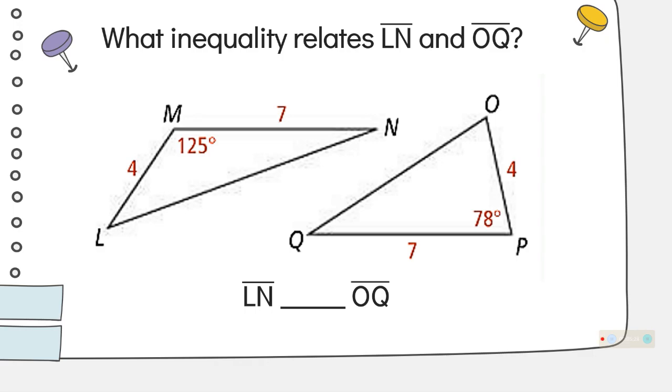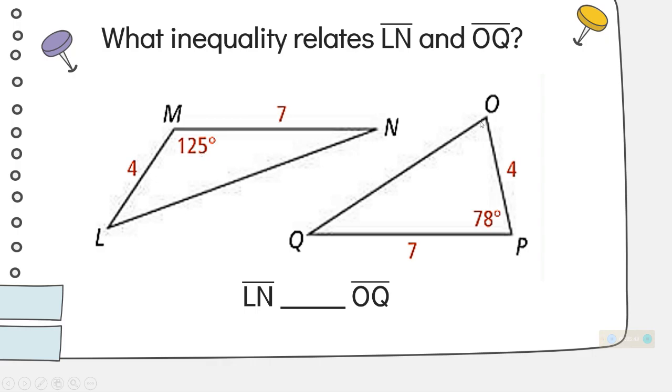What inequality relates segment LM and segment OQ? Okay. So, for you to answer this, you are going to look for the opposite angle of the given side. So, here is our LN. The opposite side or angle is 125 degrees.